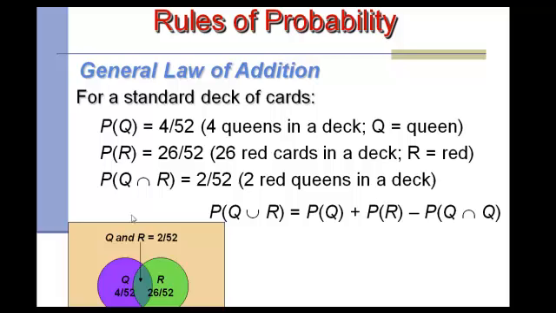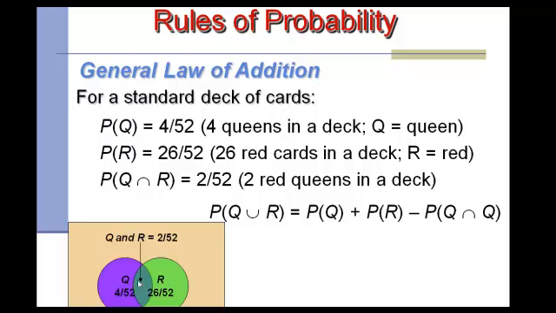And then we're asked, what's the probability of both a queen and a red card? Well, that's this region here. If you know anything about a deck of cards, we've got 4 queens. Half of those 4 queens are red, half of them are black. So the probability of drawing a queen and a red card is 2 out of 52. So here we're asked the probability of a queen or red card.